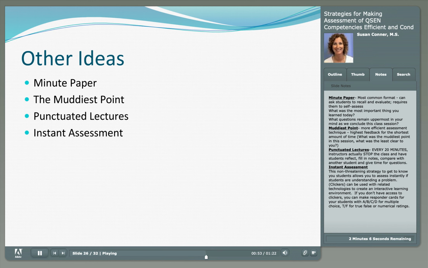Instant assessment. This non-threatening strategy to get to know your students allows you to assess instantly if students are understanding a problem. Clickers can be used with related technologies to create an interactive learning environment. If you don't have access to clickers, you can make responder cards for your students with A, B, C, D for multiple choice, TF for true-false, or numerical ratings.